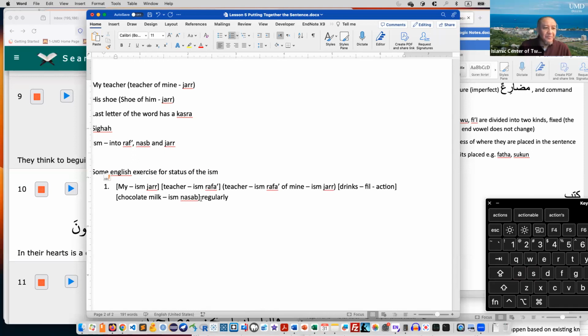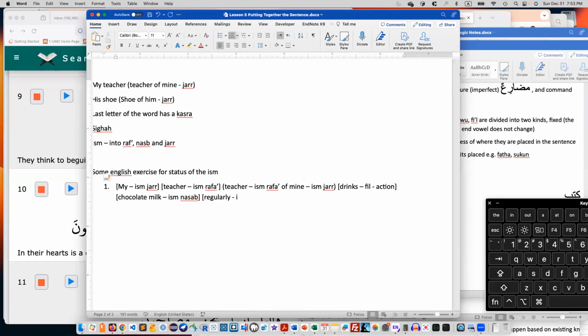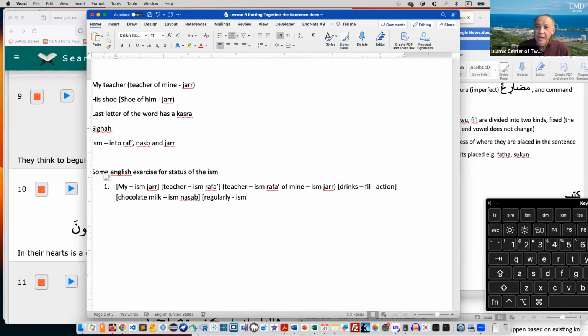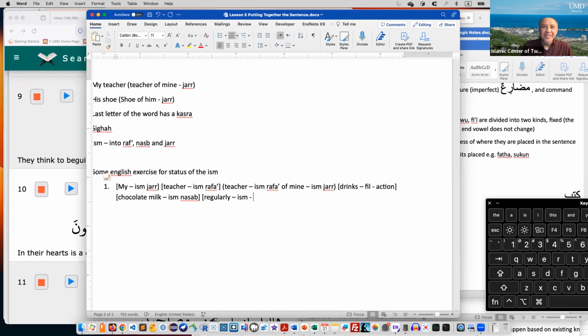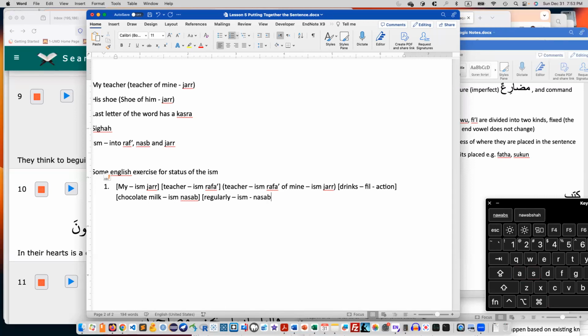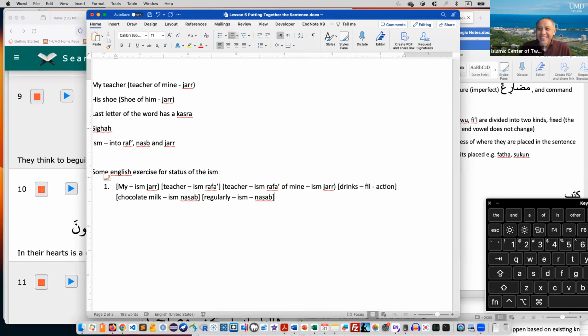Okay. What about this one? Regularly. What kind of word is that? Isim. Yes, very good. It's an isim. Why? Because it is a name that describes the drinking, right? Because it's a name, it's an isim. Now you tell me, which role do you think this is? Nasab. Very good. Isim nasab. Why? Because it tells you about the details of how the action is done. There we go. Okay, very good.